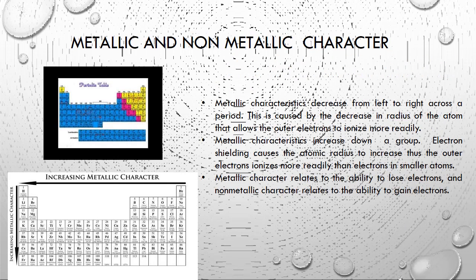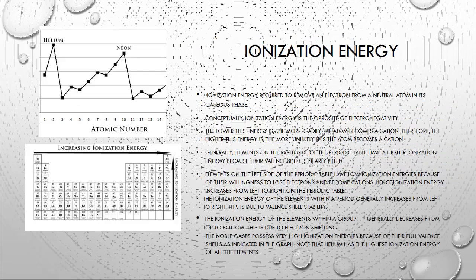Metallic and non-metallic character. Metallic character decreases from left to right across a period. This is caused by the decrease in radius of the atom that allows the outer electron to ionize more readily. Metallic character increases down in a group. Electron shielding causes the atomic radii to increase. Thus, the outer electrons ionize more readily than electrons in smaller atoms. Metallic character relates to the ability to lose electrons, and non-metallic character relates to the ability to gain electrons.